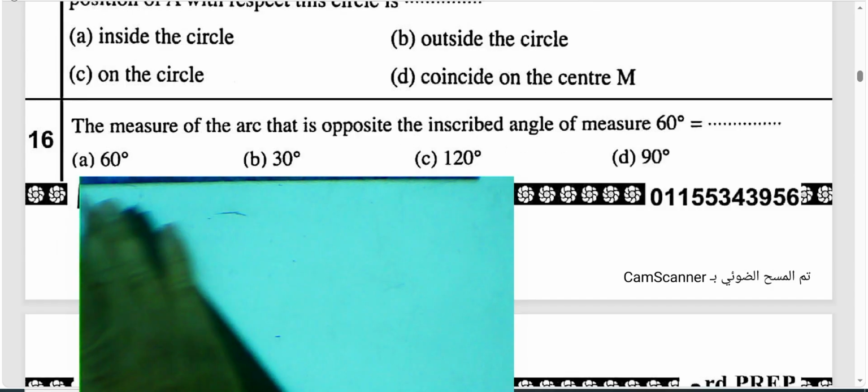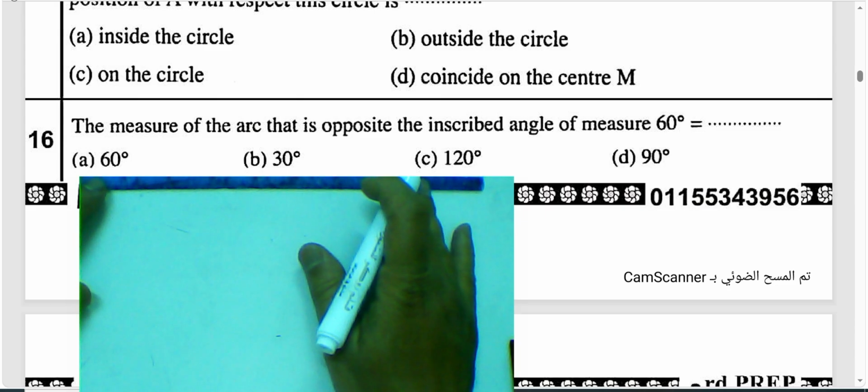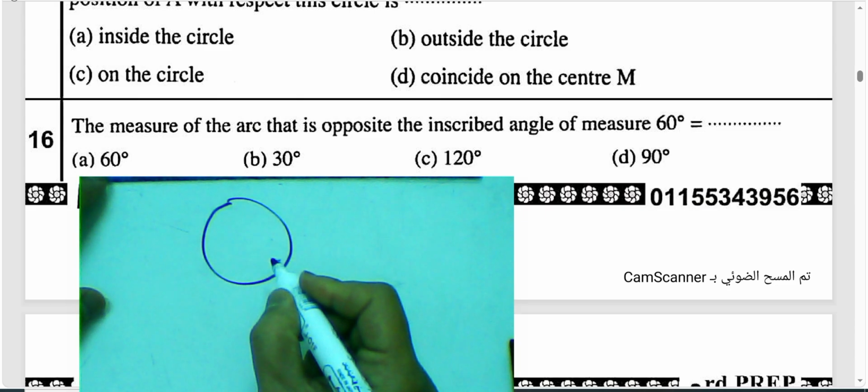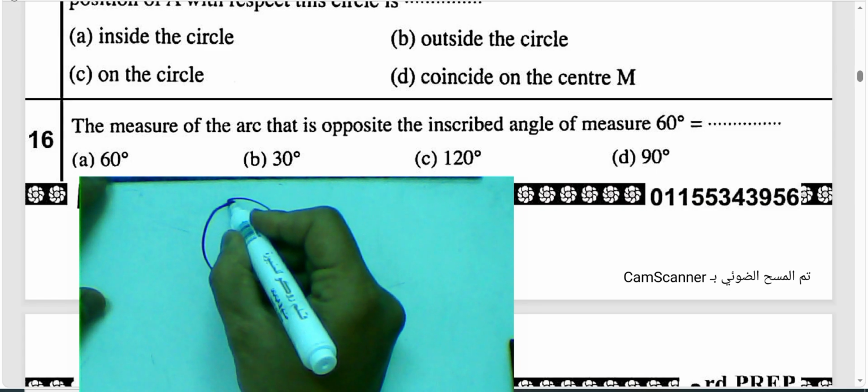Question: the measure of the arc that is opposite the inscribed angle of 60 degrees. We have the measure of an arc, or we have an inscribed angle like this.